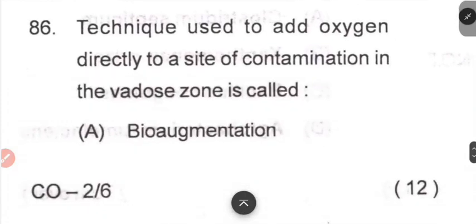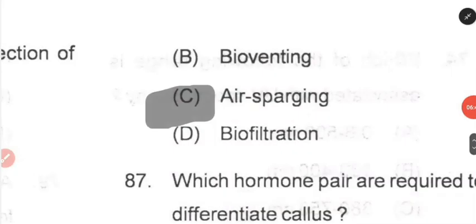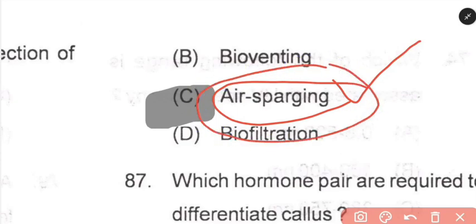Then the technique used to add oxygen directly to a site of contamination in the vadose zone is called what? It's called air sparging. The technique is called air sparging. By this technique, we can add oxygen to that particular vadose zone. Okay. Next question.